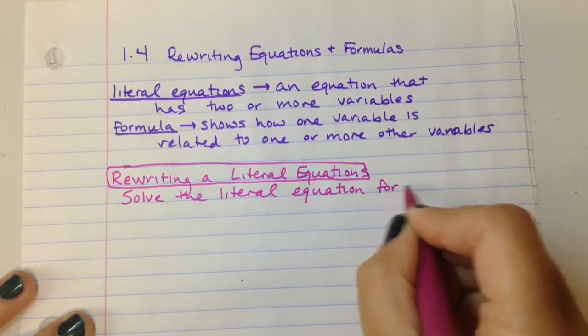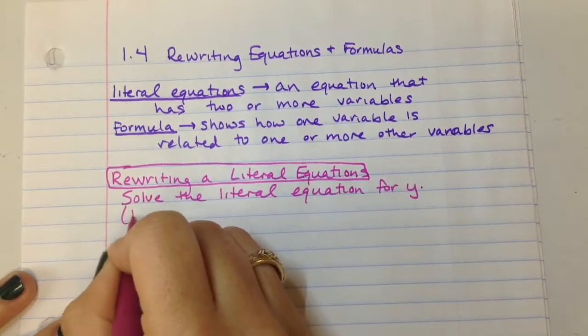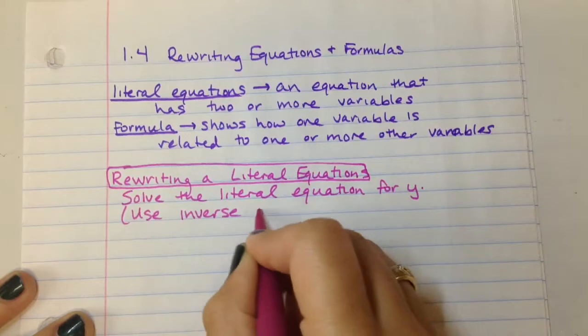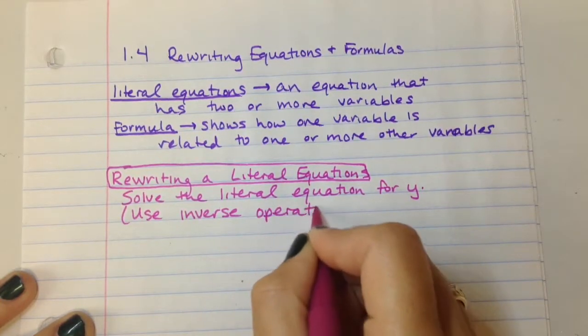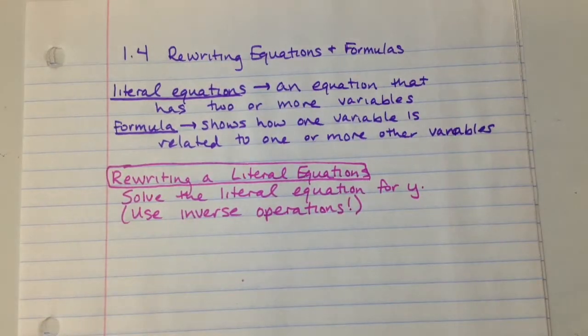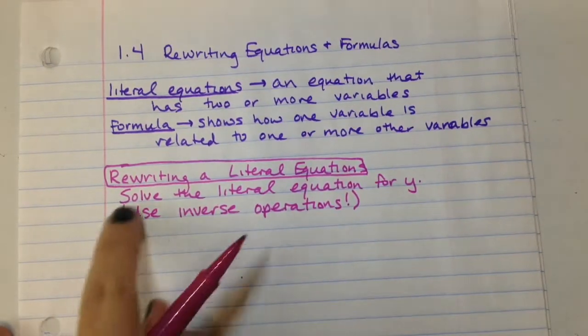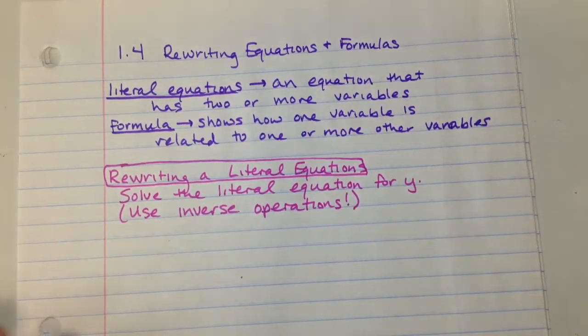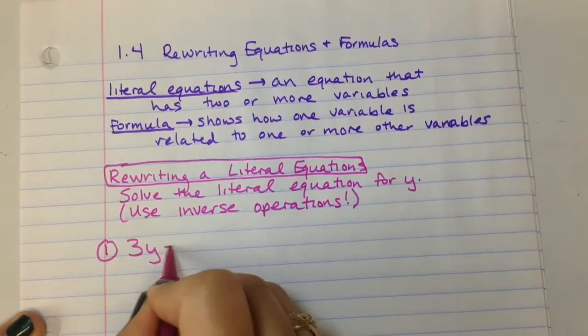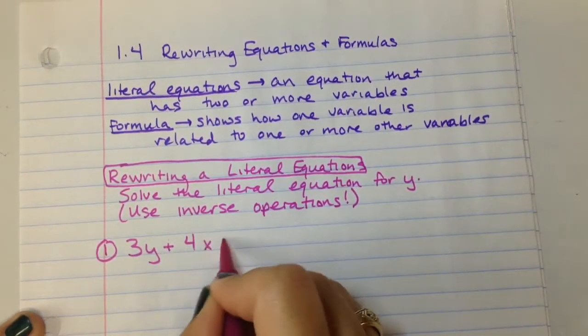for y. And to do that, you're going to use your inverse operations. That's all this is, using inverse operations over and over again to solve for different variables. In our first few examples, we're going to be solving for the letter y each time, as the instructions tell us to do. Our first example is going to be 3y plus 4x equals 9.